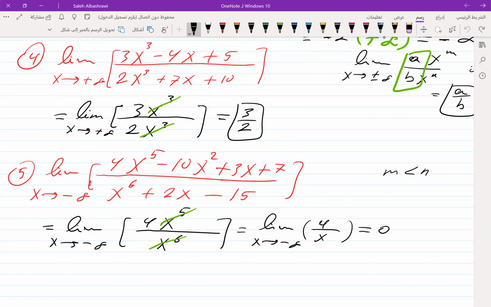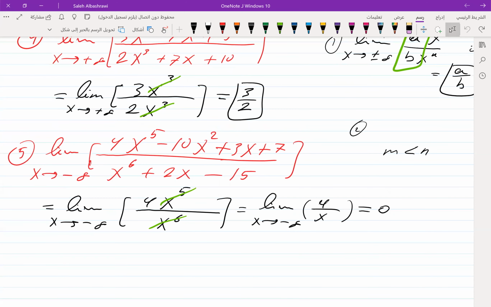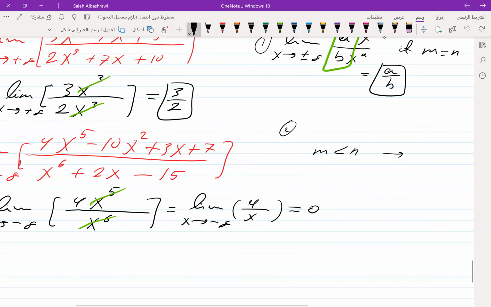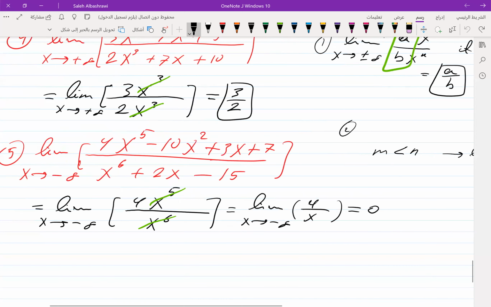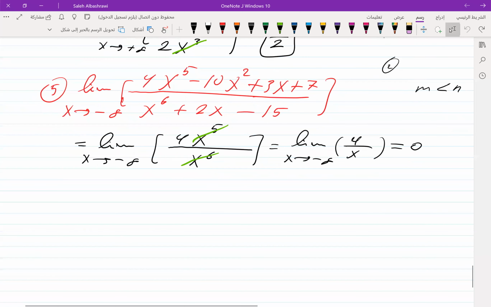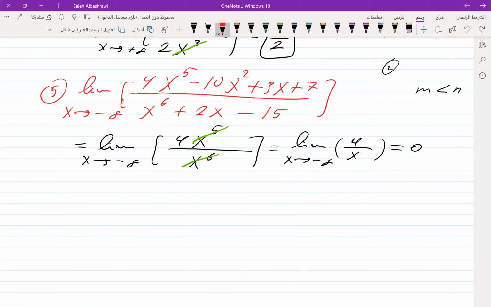And this is the second case. That was number 1. This is number 2. If m is less than n, the limit will be 0. If the highest power up is less than the highest power down, the limit will be 0. Third one, or next example, let's just reverse.